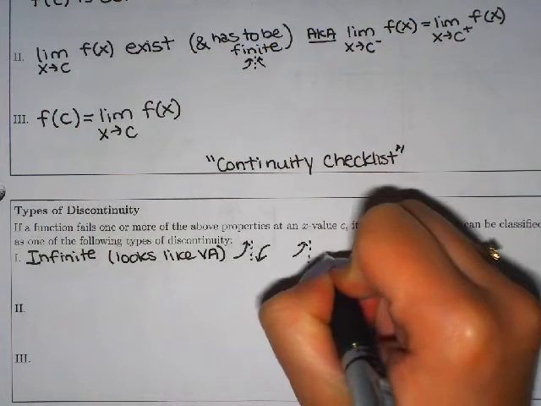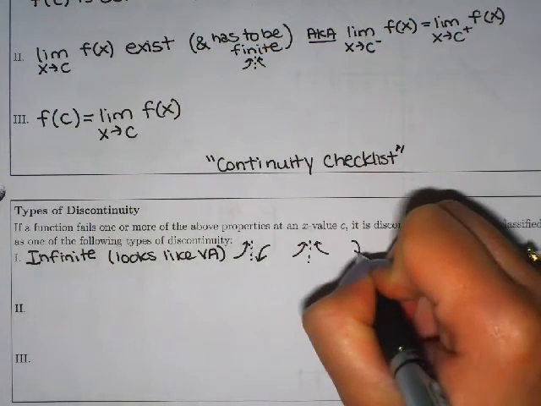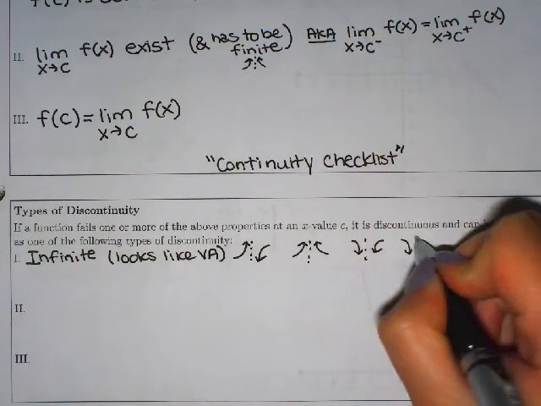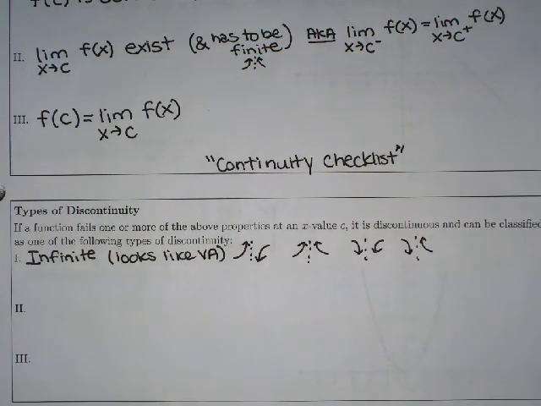Also, it can look all the other ways a vertical asymptote can look. We can draw them here, both up, up, or down, down, or maybe the other way where they're opposite, where it's down, up. Those are infinite discontinuities. They're the vertical asymptote. The limits are going to infinity, and that's how you get the name infinite.